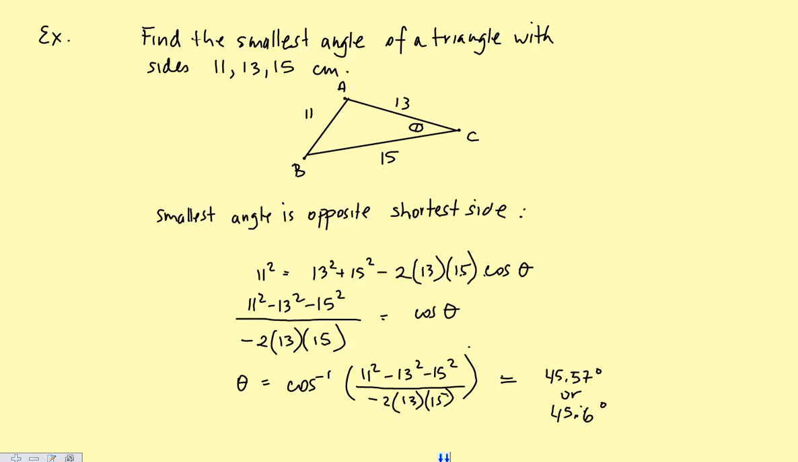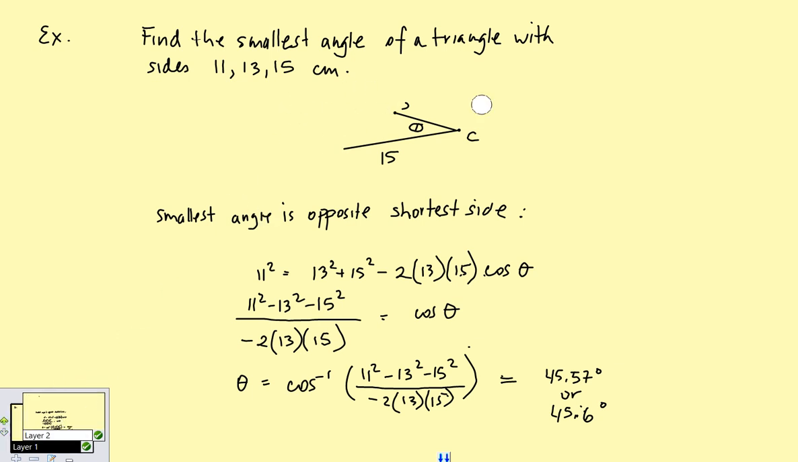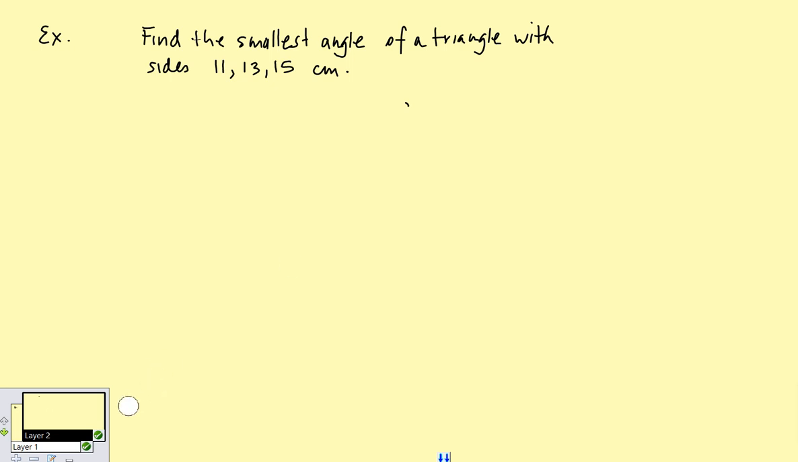All right, let's just do one more question, and really that basically covers it for today, because these questions are all about using the cosine rule to find the length of a side or the measure of an angle. So I'm going to take this next question that doesn't have a diagram, and it says find the smallest angle of a triangle with sides 11, 13, and 15.